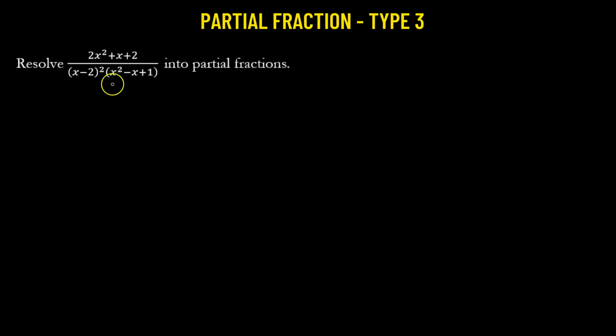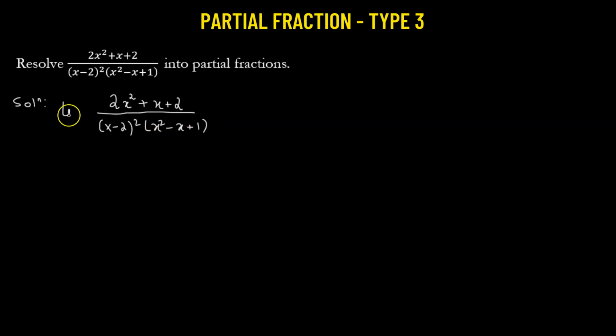So here we need to resolve the given rational fraction into partial fractions. Let us begin. Let's state the rational fraction first. We have 2x squared plus x plus 2 divided by the factor x minus 2, which is repeating twice, multiplied by a quadratic factor x squared minus x plus 1.